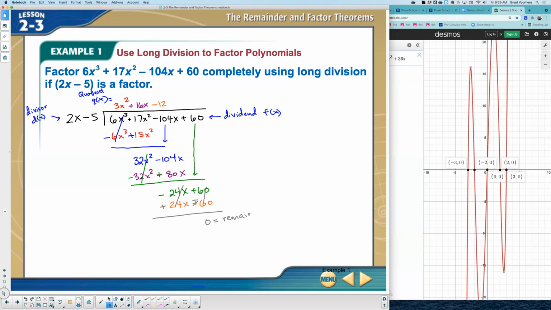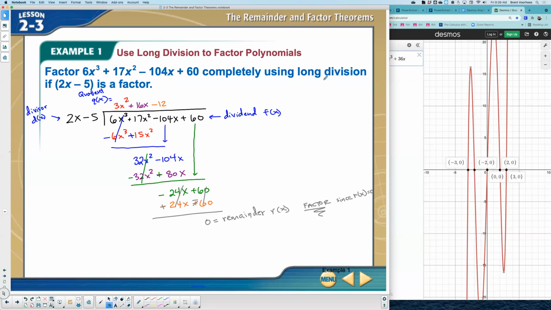Remainder, R of x. And so the remainder is 0. If your remainder is 0, it is a factor. So this is a factor because the remainder is 0. Since R of x equals 0. All right, it's a factor.